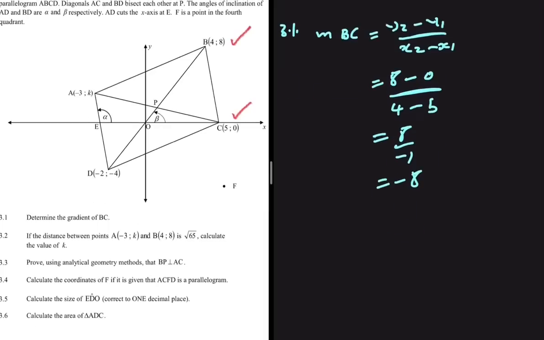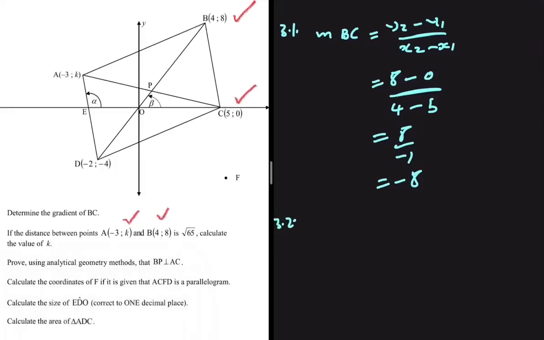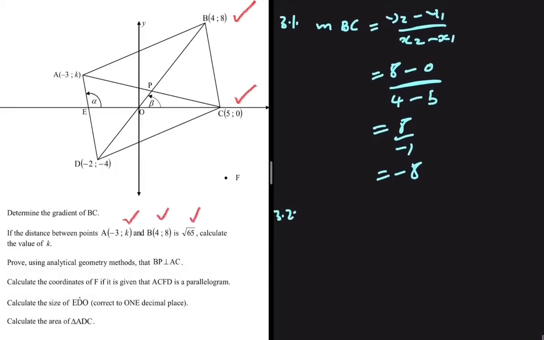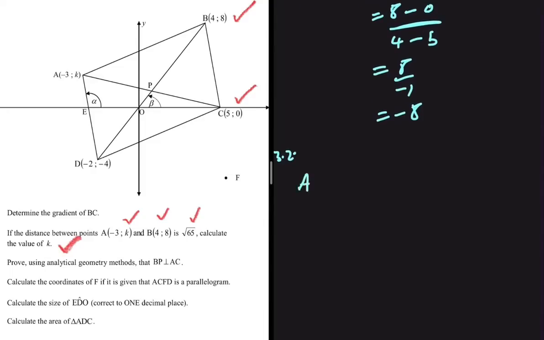So what does the question say? If the distance between points A and B is equal to square root of 65, calculate the value of K. So let's put that in math. They say that the distance between A and B is equal to square root of 65. So let's have the distance formula.